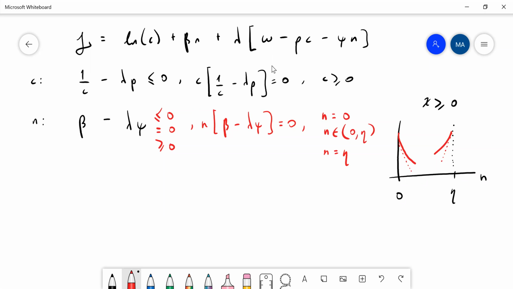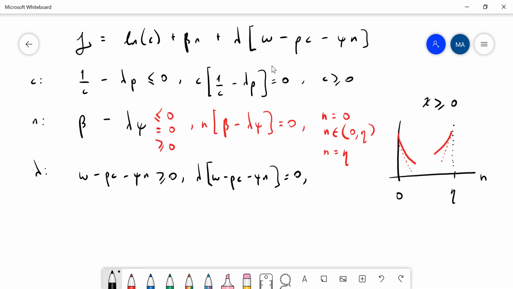Then you have the constraint. So you have W - PC - psi n greater than or equal to 0, and then you have lambda times (W - PC - psi n) equal to 0, and then lambda greater than or equal to 0. Now, realize that C is always positive, right? We discussed this last week. If C goes to 0, it violates the first order condition with respect to C. So then there are three possibilities for N. N could be 0, N is between 0 and eta, and N equals eta. So we're going to check three possibilities.